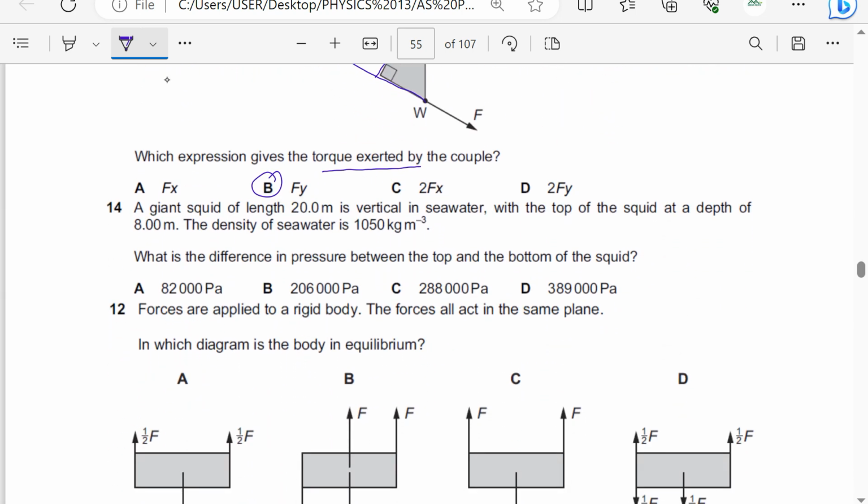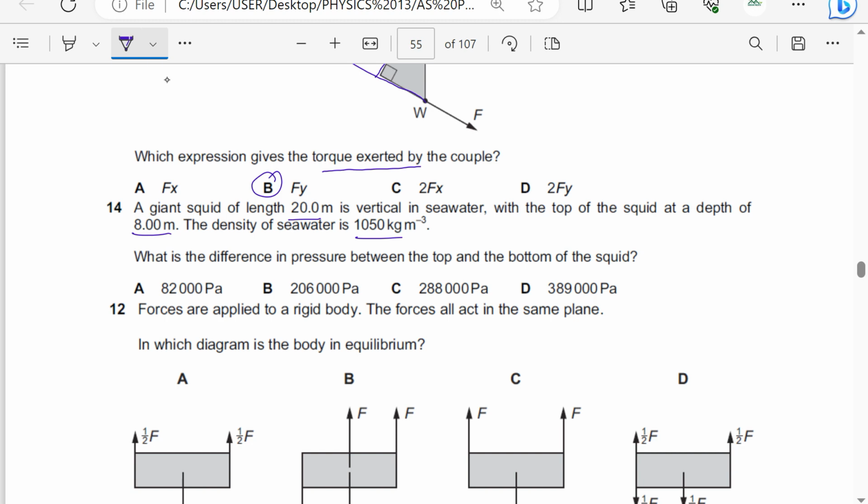A giant squid of length 20 meters is vertical in seawater with the top of the squid at a depth of 8 meters. The density of seawater is 1050 kilograms per cubic meter. What is the difference in pressure between the top and bottom of the squid? Okay, so we have the density, and the squid has a length of 20 meters. The top of the squid is at a depth of 8 meters.